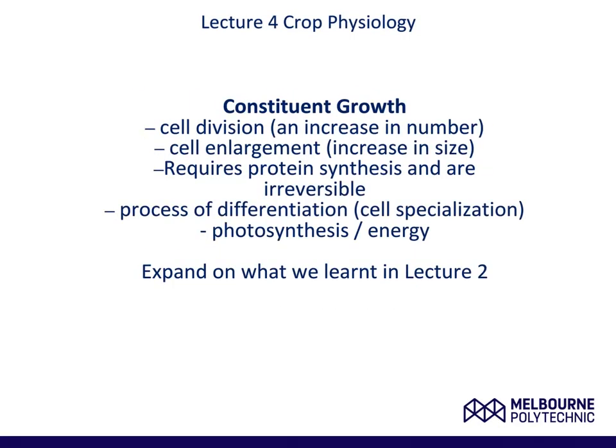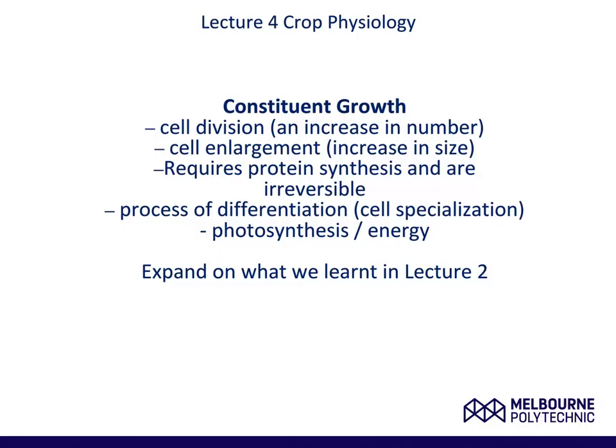Let us look at what we call constituent growth in plants. It is broken into a number of components. We have cell division. Cell division is an increase in number. But please remember that a cell divides first. It splits into two. Then you get cell enlargement. This is where the cell increases in size. It is important to remember that growth requires protein synthesis and that the process is irreversible. It can be easy to measure what you think is a change in plant growth, but it may actually just be a change in the amount of water that the plant has at any one time.